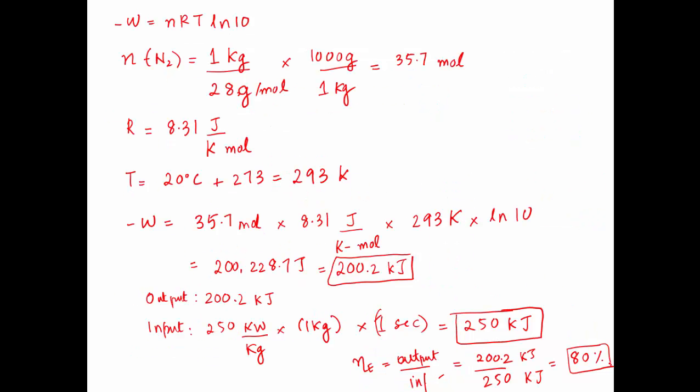So the difference, we'll compute the difference here. The difference between the input and the output is approximately 50 kilojoules of energy. And that energy, as you might predict, is wasted as heat. So the nitrogen gas actually might not be 20 degrees Celsius when it comes out. It might be at a bit higher temperature. So that's it from this video.